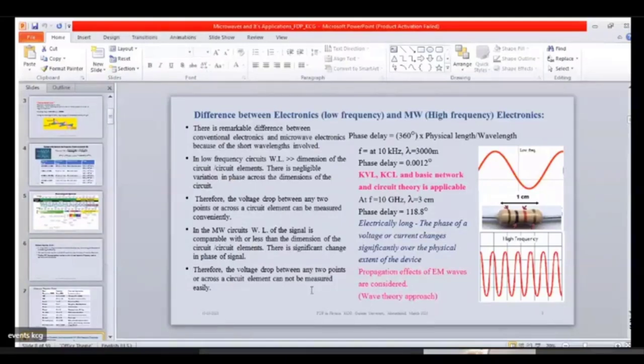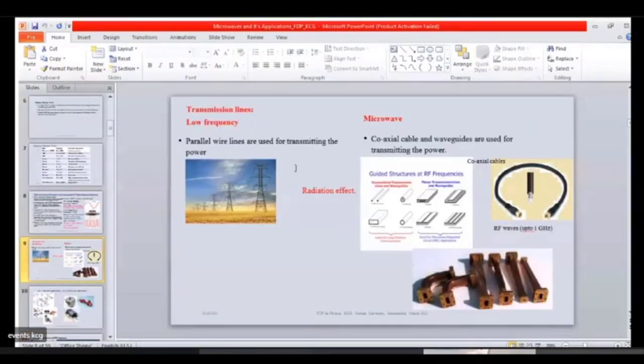So this is one remarkable difference. Another difference is in the use of transmission lines. Any electronic circuit will have some active circuit elements like transistors, diodes, or vacuum tube devices, and some passive circuit elements like resistors, capacitors, or inductors connected in a particular fashion to perform a particular operation. And the connections of these components in a circuit are through wires.